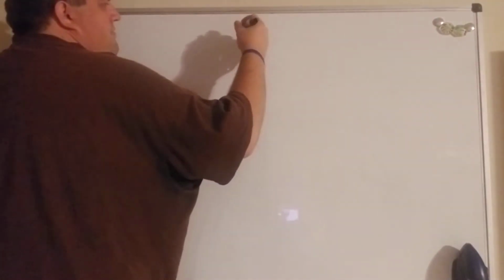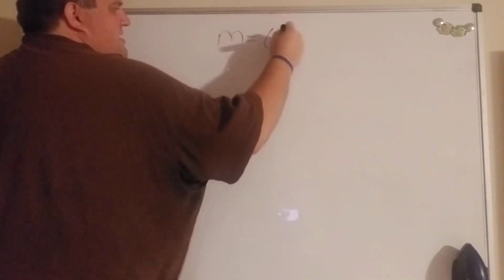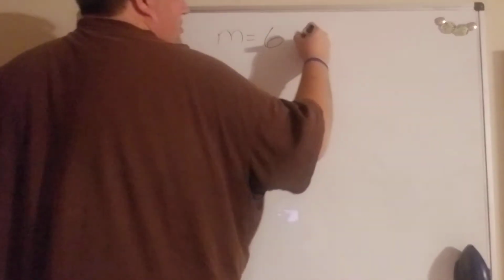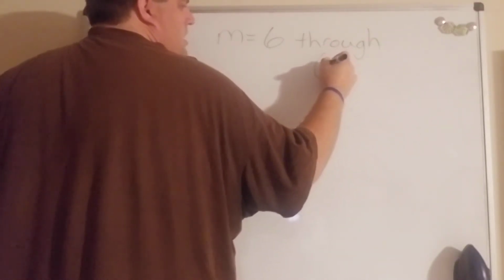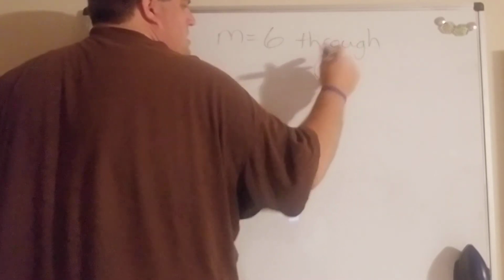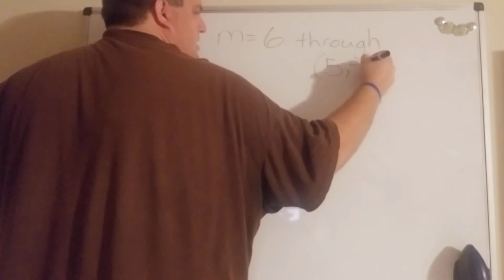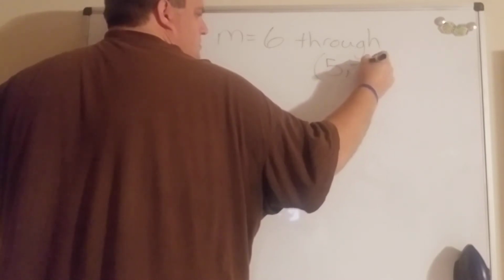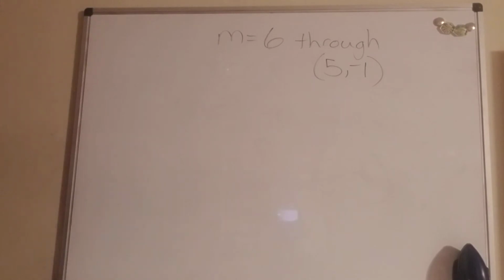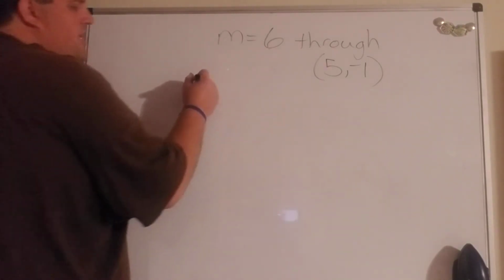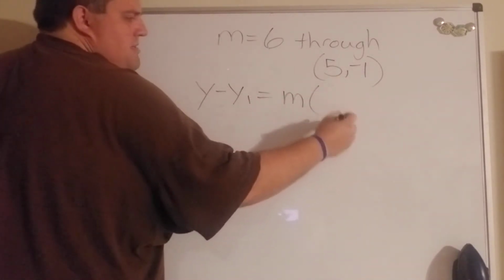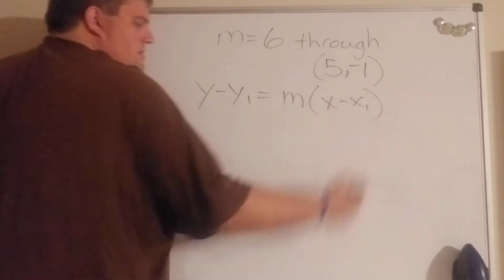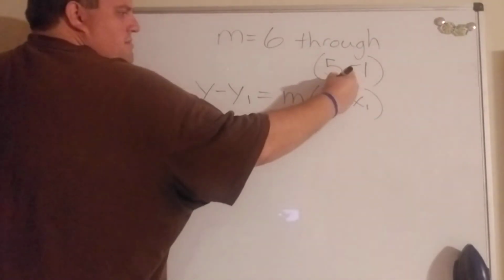All right. I guess we can do one more like this. So again, if the slope is 6 and it goes through 5, negative 1. If I'm writing this in point slope form, again, you can just start with your basics. y minus y1 equals m times x minus x1. And then remember, this is going to be your x, this is going to be your y.